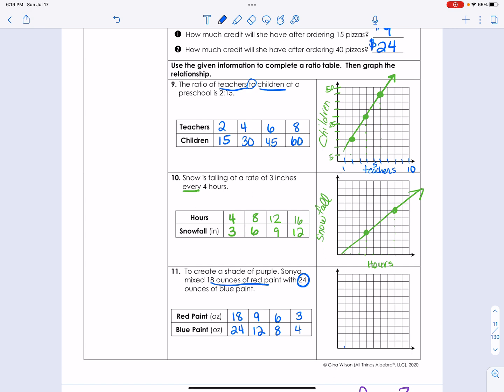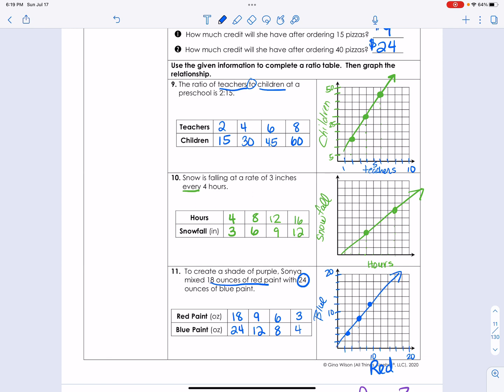And so maybe 2, 4, 6, 8, 10, 12, 14, 16, 18, 20, and this is red. And then same thing, 2, 4, 6, 8, 10, 12, 14, 16, 18, 20, and this is blue. Okay, so I don't think 18 and 24, but 9 red and 12 blue, or you would have 6 and 8, and then 3 and 4. So it kind of looks something like this.